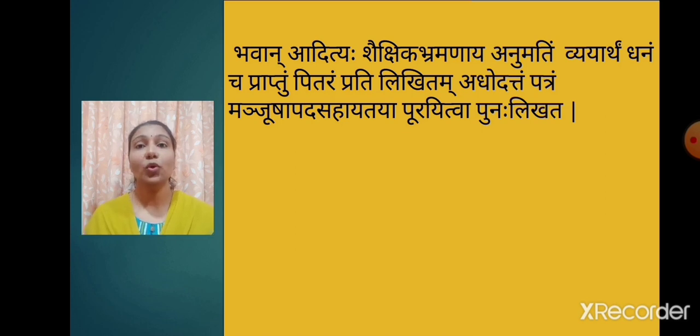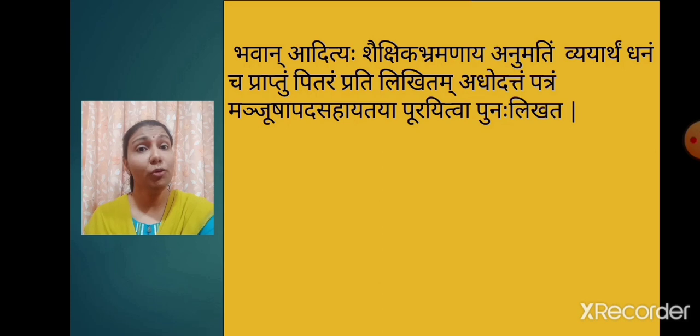Now get ready to solve one more question. भवान आदित्यः शैक्षिक भ्रमणाय अनुमतिं व्ययार्थं धनं च प्राप्तुं पितरं प्रति लिखितं अधोदत्तं पत्रं मञ्जूषापदसहायतया पूरयित्वा पुनः लिखत. Assume yourself as Aditya and complete the letter which is written to your father in order to get his permission to go on an educational trip and to get some money.